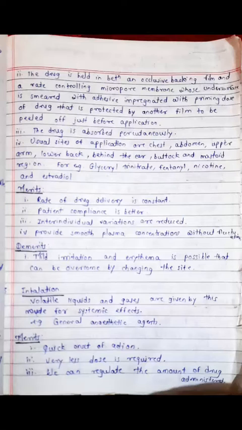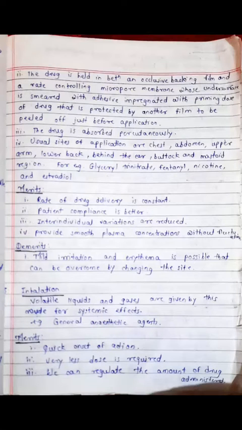Examples of these transdermal therapeutic patches are glyceryl trinitrate. We talked about glyceryl trinitrate in the sublingual route also, so remember that glyceryl trinitrate can be given sublingually, and transdermal therapeutic patches of glyceryl trinitrate are also available. Others are fentanyl, nicotine, and estradiol.